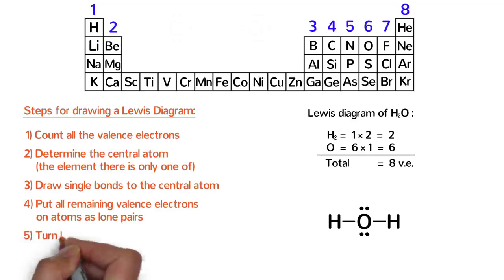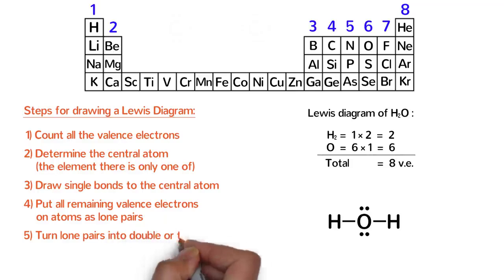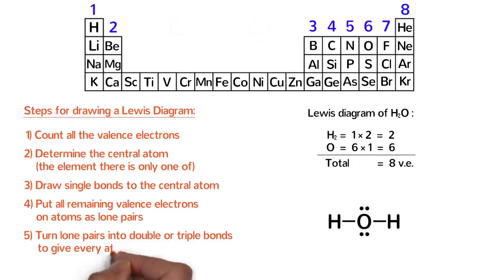Step 5. Turn lone pairs into double or triple bonds to give every atom an octet, or a duet for hydrogen. Pause the video and see if all the atoms in our H2O are happy. Because each hydrogen has 2 electrons and the oxygen has 8 electrons, everyone is happy, and there is no need for double or triple bonds, which means that our Lewis diagram of water is now complete.